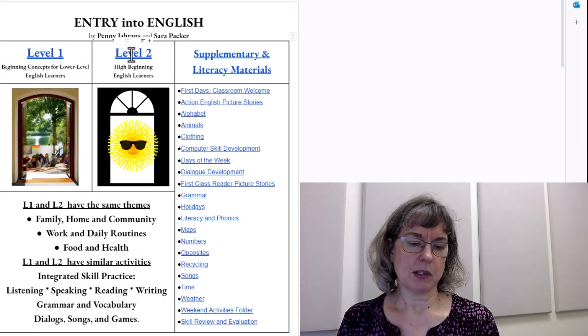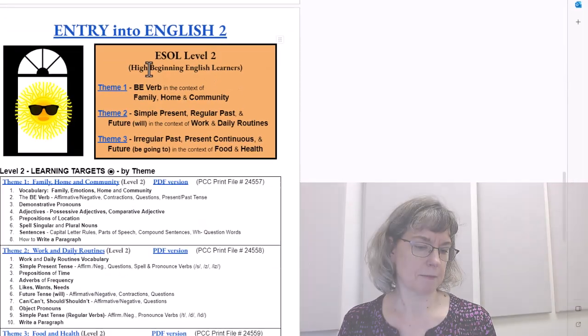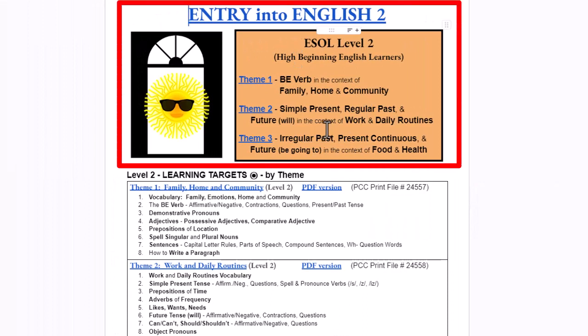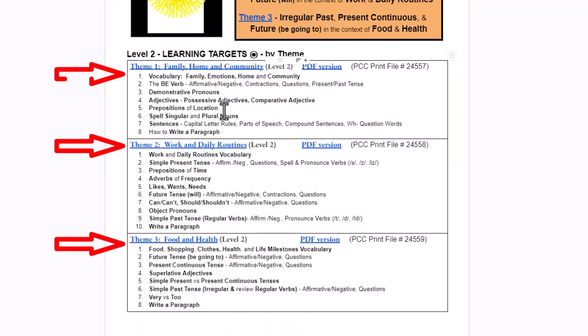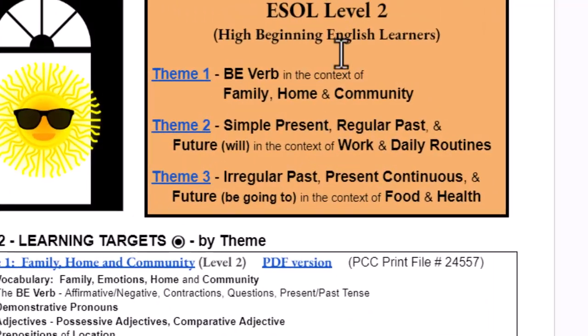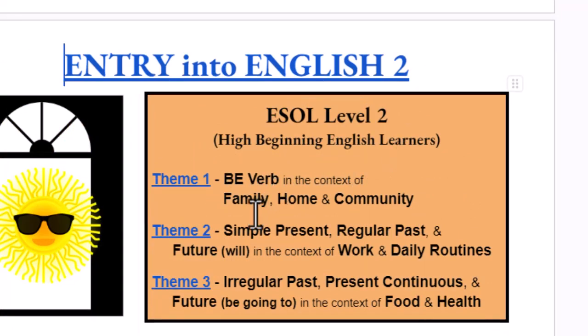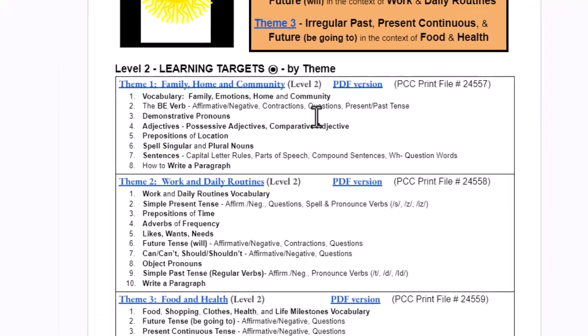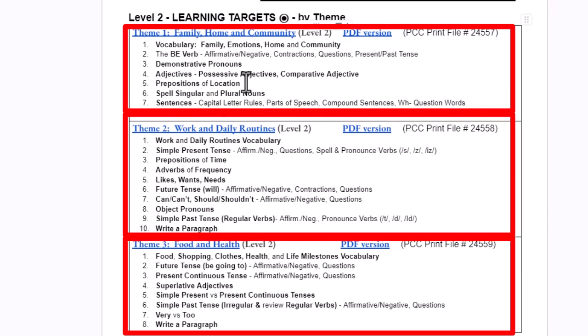Let's jump down to page 3 of the landing page for the Level 2 materials. The Level 2 materials are set up as a separate student book for each theme. In the orange box, you see the 3 themes at a global level with just the main grammar points and topics. Below that, these are the learning topics in each theme in a lot more detail.